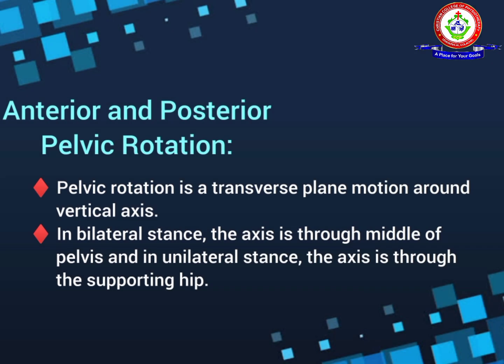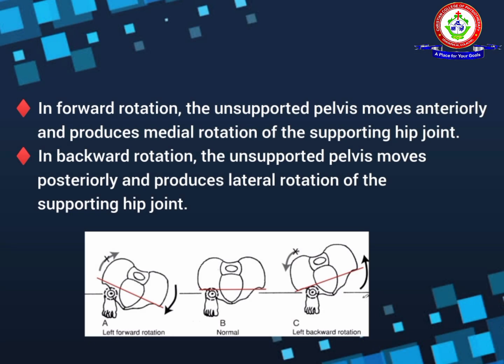Next we can see about anterior and posterior pelvic rotation. Pelvic rotation is a transverse plane motion around a vertical axis. In bilateral stance, the axis is through the midline of the pelvis and in unilateral stance, the axis is through the supporting hip joint. In forward rotation, the unsupported pelvis moves anteriorly and produces medial rotation of the supporting hip joint. In backward rotation, the unsupported pelvis moves posteriorly and produces lateral rotation of the supporting hip joint.